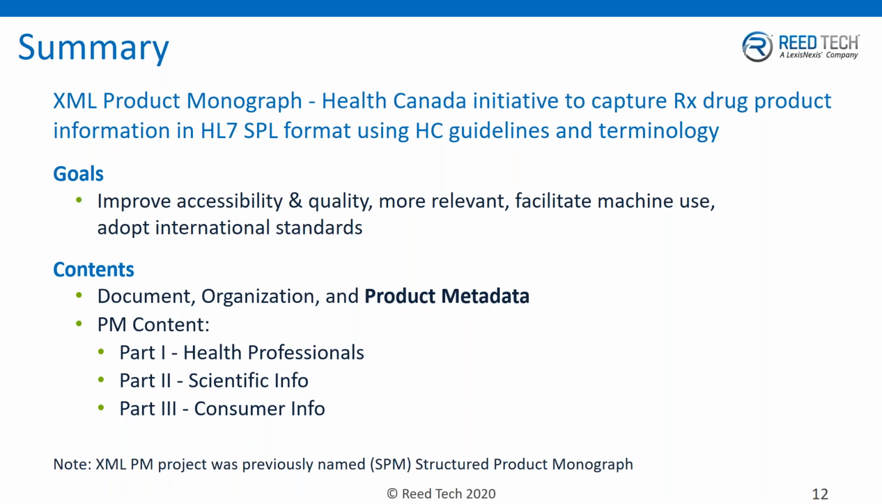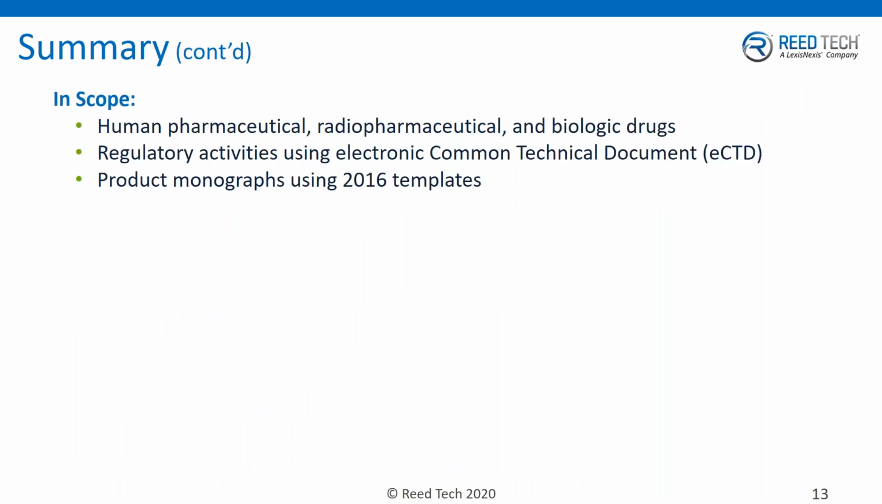And just a heads up, I think the other challenge would be actually getting the XML generated. So those would be the two challenges: collecting product metadata, and generating the XML. The other information about the product is well documented, and that does not need to change. So if you're especially using a product monograph 2016 template, then that flows into this XML product monograph very nicely.